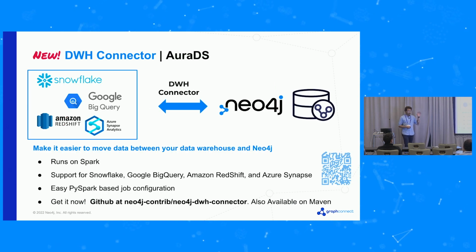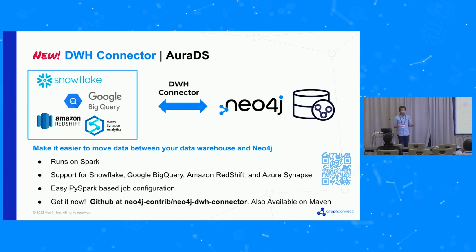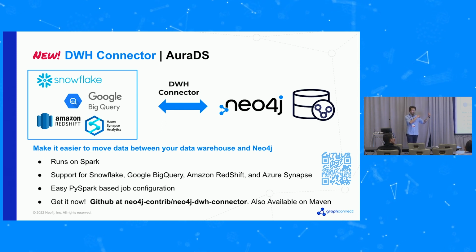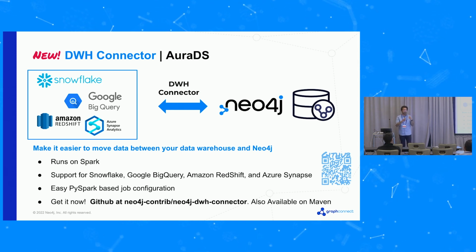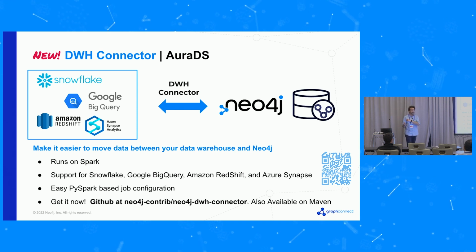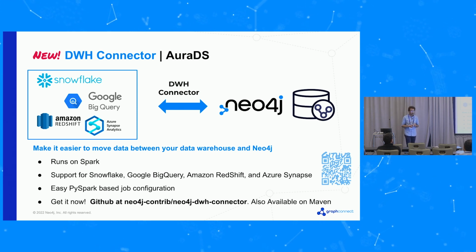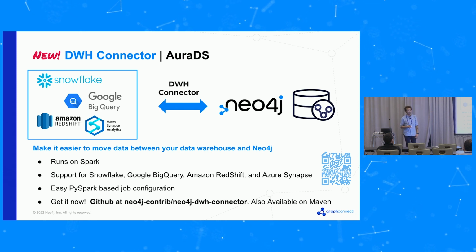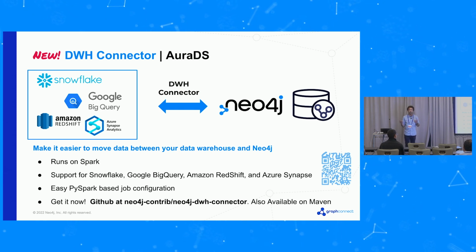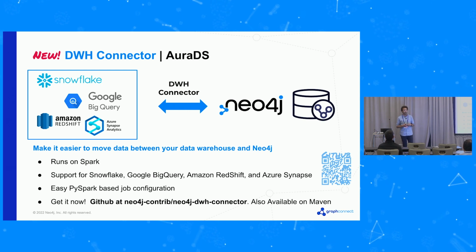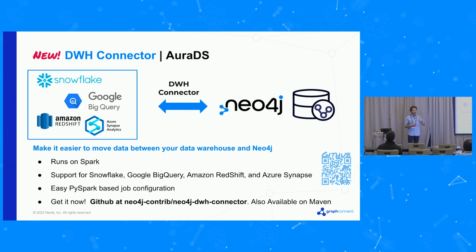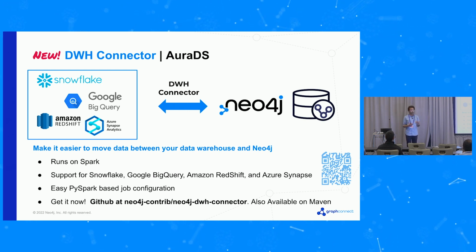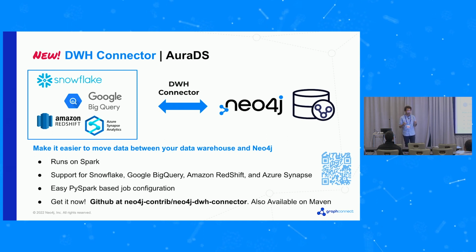I mentioned the new data warehouse connector. It does run on Spark. It uses Spark jobs to go and pick up your data from your data warehouse itself, bring that over into your Spark cluster, and then persist that into Neo4j, into your AuraDS instance. It's really simple to get started. If you want, you can head over to the GitHub QR code now, and you can download it and give it a try. It's really simple to configure and say, hey, I want these tables, and maybe you want to put some where clauses on it as well, and bring that over and load that into your database.